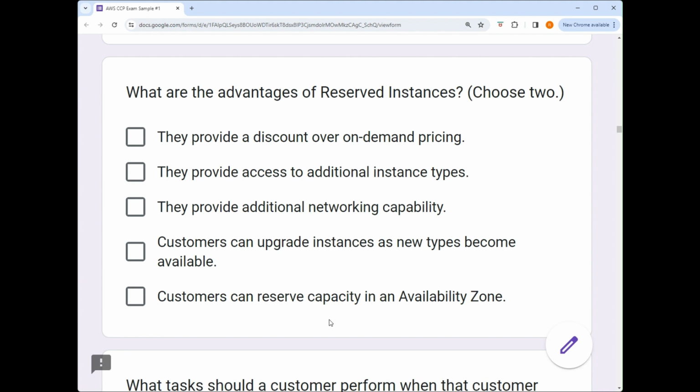Customers can upgrade instances as new types become available. Customers can reserve capacity in an availability zone. Correct answer. They provide a discount over on-demand pricing. Customers can reserve capacity in an availability zone.